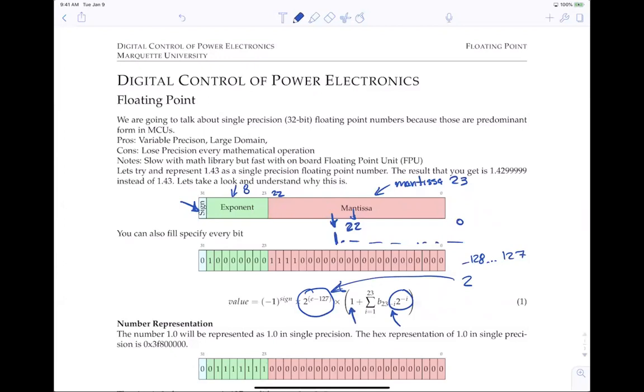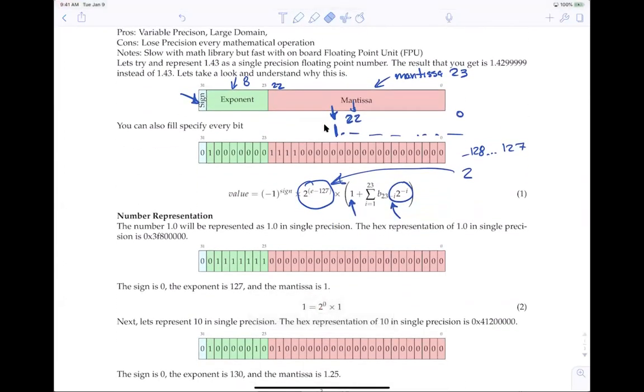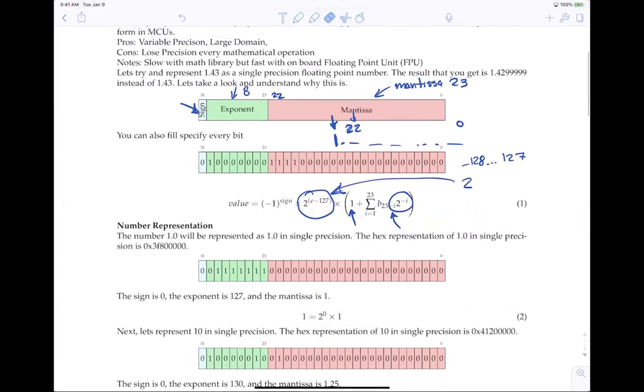Okay, I know it's going to be really confusing at the start, but let's do this example first. So the question is, how do we represent one in a single precision 32-bit floating point number? Okay, how are we going to do this?